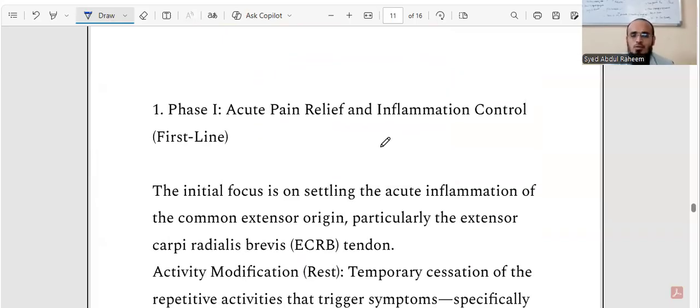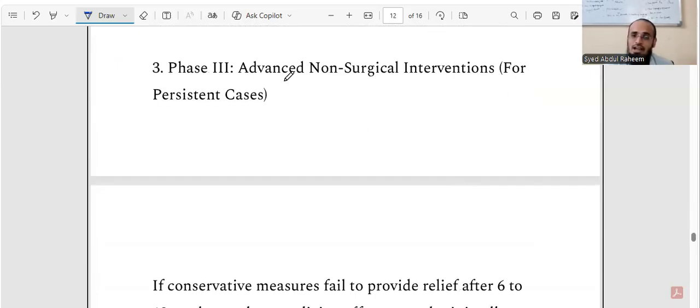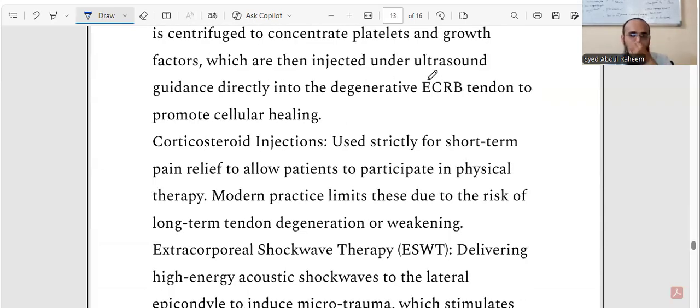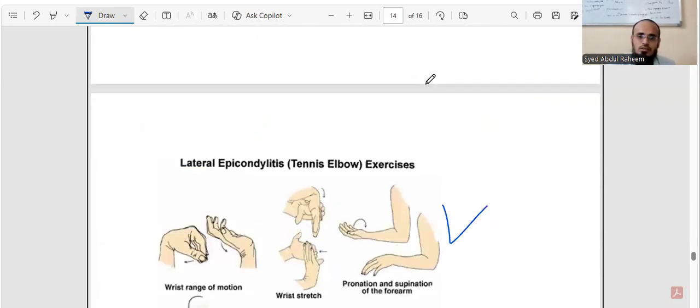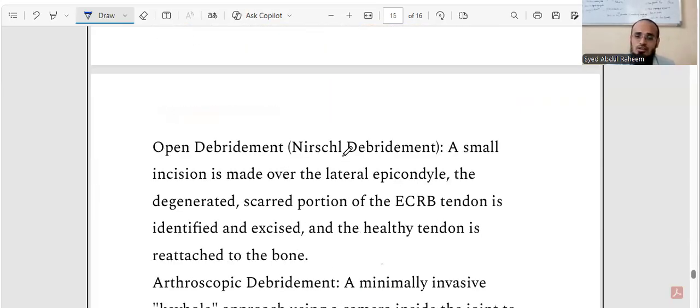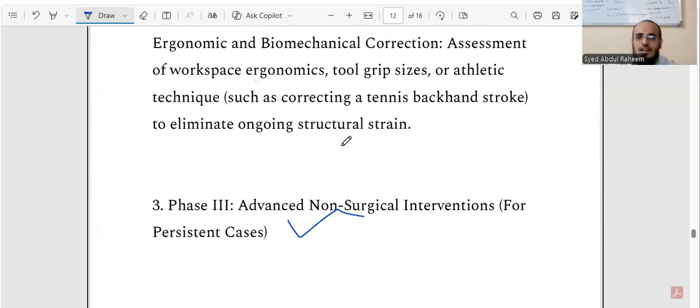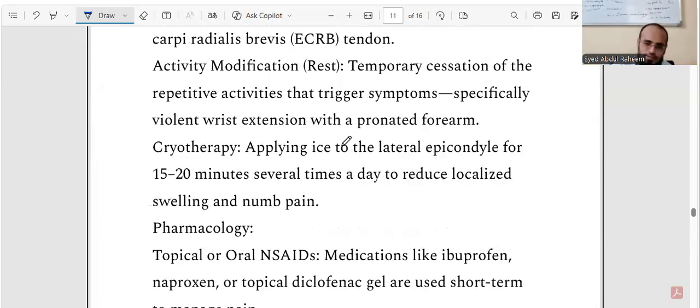So first phase, what is the first phase? Acute pain relief and inflammation control. This is the first line treatment, phase 1. Second, physical therapy and rehabilitation. Third, advanced non-surgical intervention. These are in modern medicine only. We will talk about electrohomeopathy in order. Surgical intervention, it is not cured. They have four steps, or four phases.